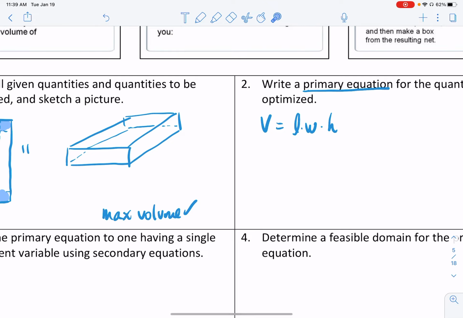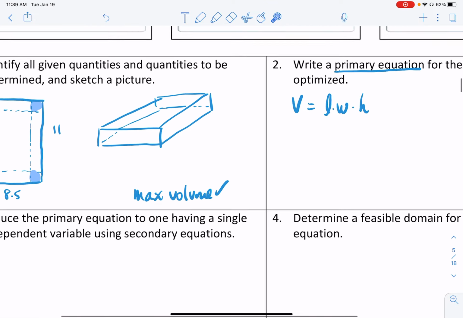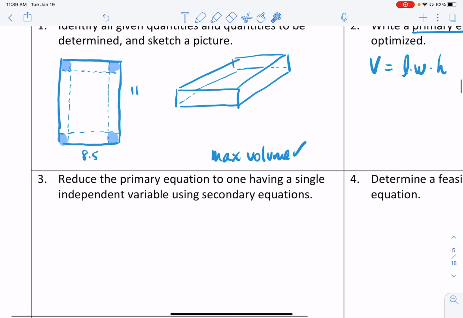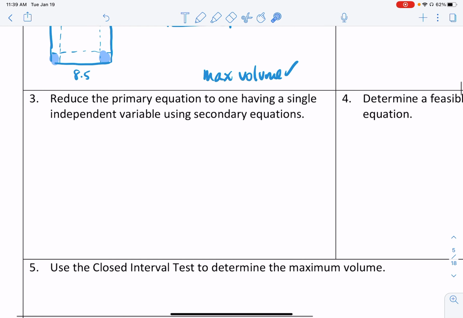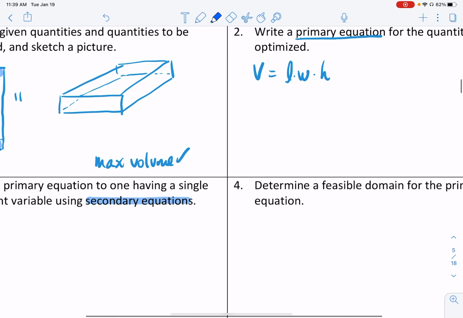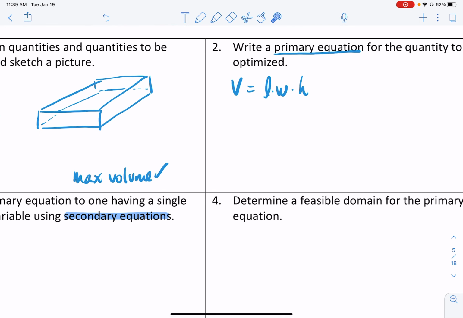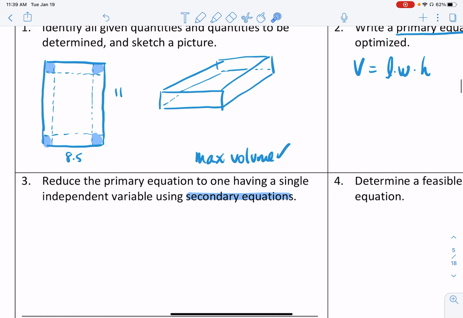Which is sort of a problem. I want to whittle all of these down to just a single variable, just one of them. So you have an independent one and you have a dependent one. Otherwise, calculus gets a little bit messy. And that's where step number 3 comes in. Reduce the primary equation to one having a single independent variable using secondary equations.